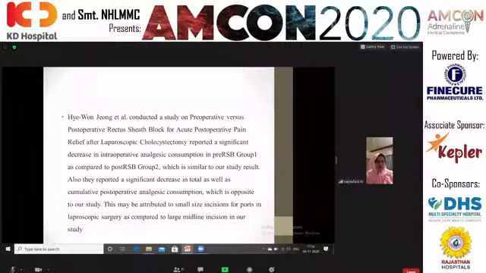Heinwon Jong conducted a study on preoperative versus postoperative RSB block for acute postoperative pain relief after laparoscopic cholecystectomy, and reported a similar reduction in intraoperative analgesic requirement. They also reported a significant decrease in total as well as cumulative postoperative analgesic consumption, which was not in accordance with our study. In our study, the postoperative requirement of analgesia was similar in both groups.